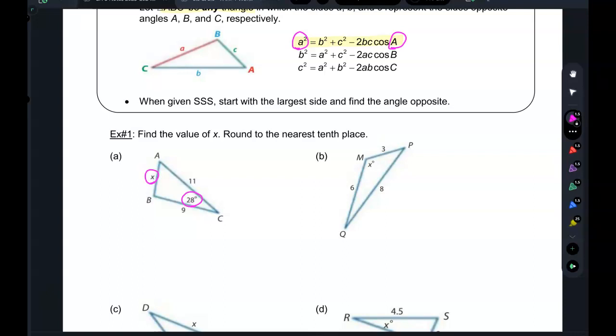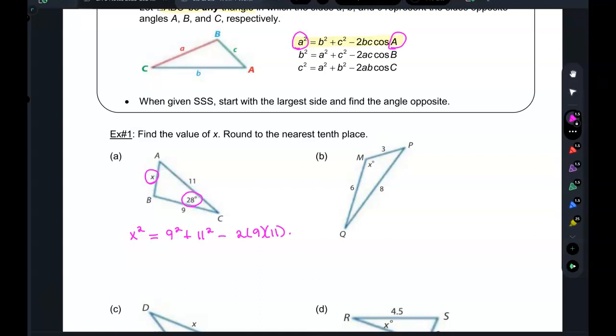The lowercase letters all represent the side. x is the side that I'm looking for. So I'm going to start off with x squared equals. Now, b squared and c squared are just the other two sides. So I'm going to have 9 squared plus 11 squared minus 2 times 9 times 11. Okay, so it's literally plugging into this formula.